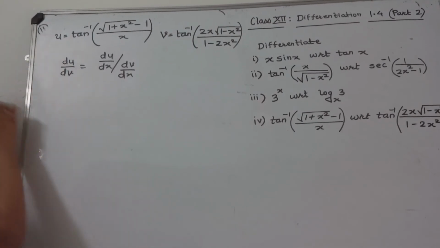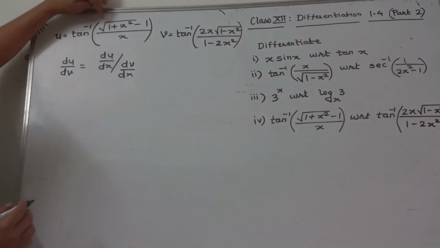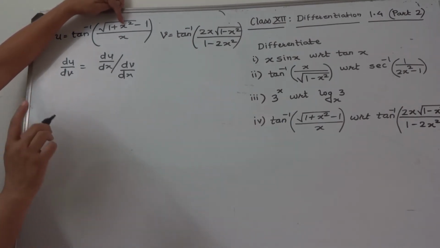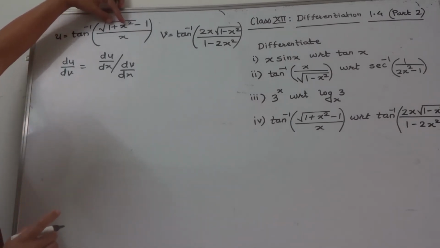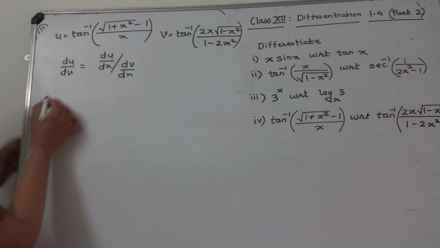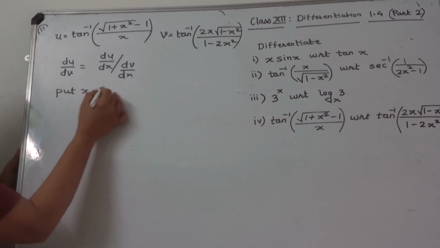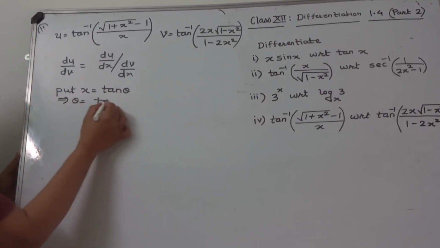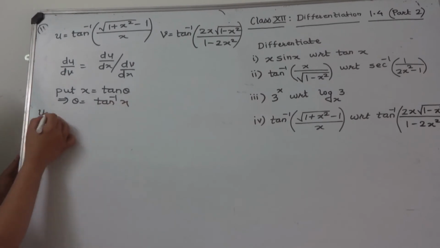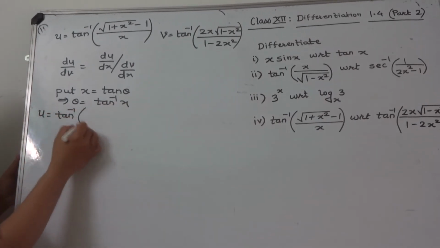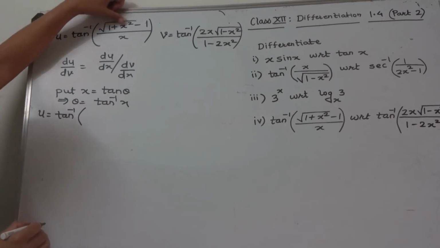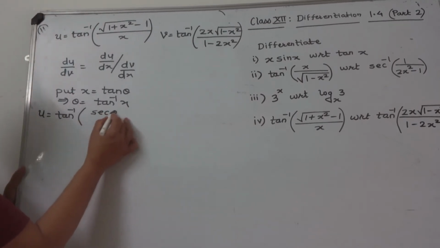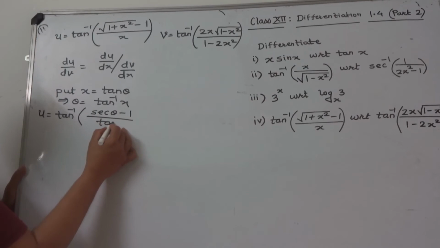Now check for this u. What substitution we can make here? 1 plus x square inside the root. So we have to put x equal to tan theta, because we have the formula 1 plus tan square theta equal to sec square theta. So put x equal to tan theta in u, which implies theta equal to tan inverse x, and so u becomes tan inverse of, what is 1 plus tan square theta? It is sec square theta. Root of sec square theta will give sec theta minus 1 upon tan theta.